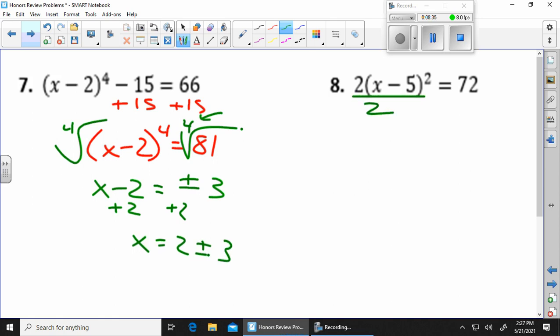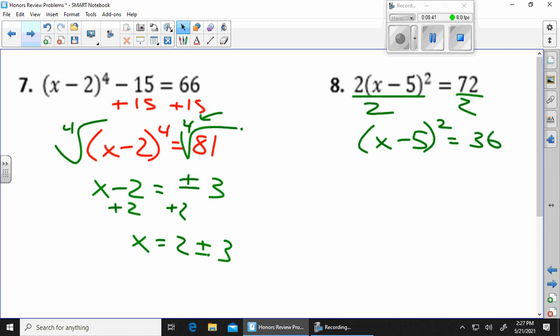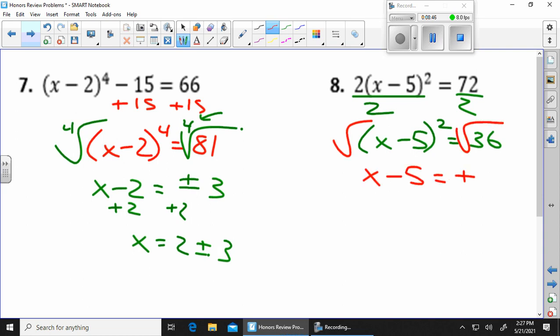Next one, divide by 2. X minus 5 squared equals 36. Square root. X minus 5 plus or minus 6. Square root, even. Add 5. 5 plus or minus 6.